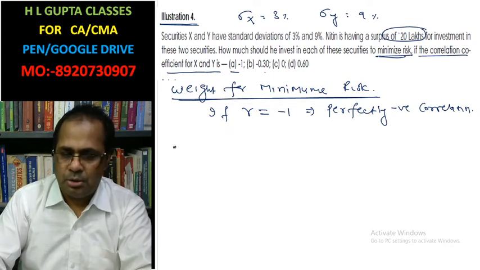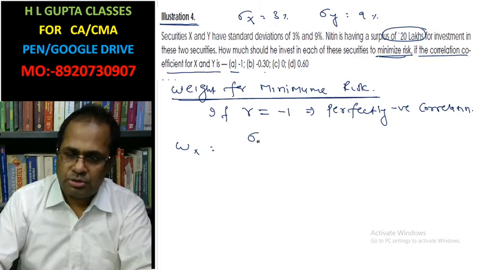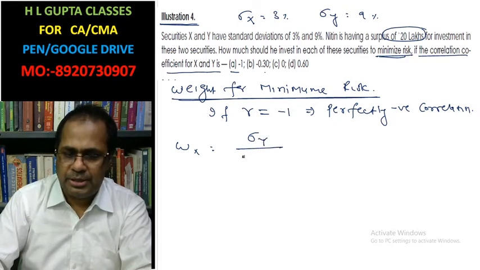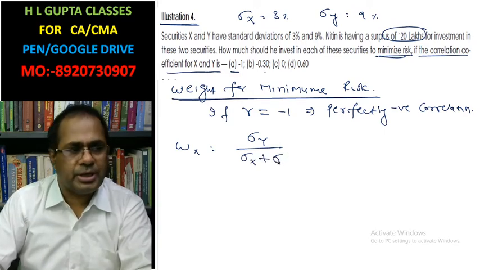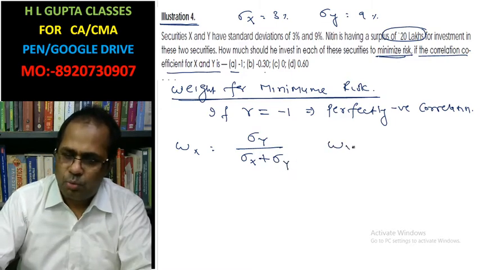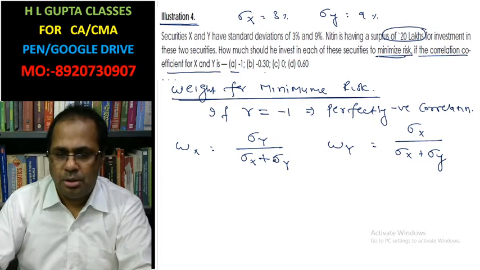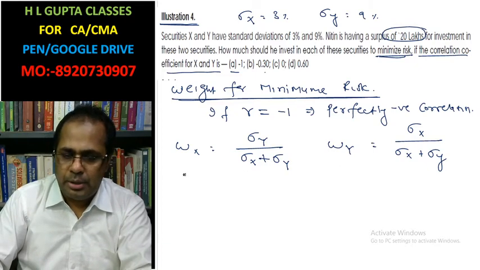In this case, weight of X equals the standard deviation of security Y divided by the standard deviation of security X plus the standard deviation of security Y. And weight of Y equals the standard deviation of security X divided by the standard deviation of security X plus the standard deviation of security Y.